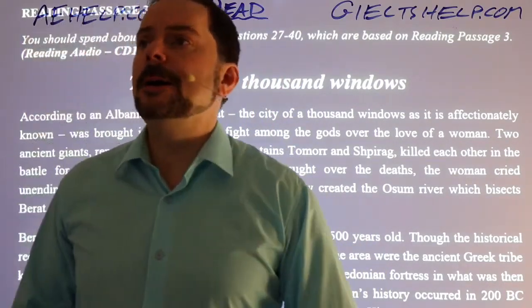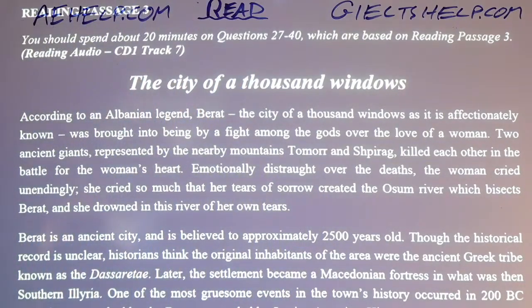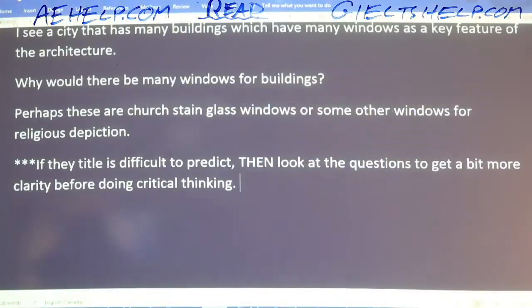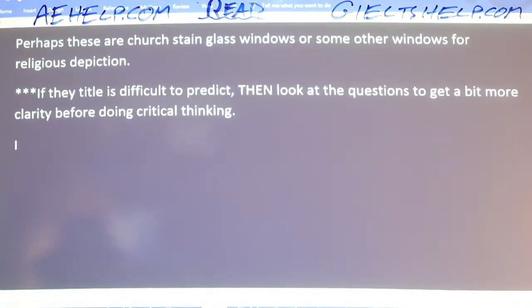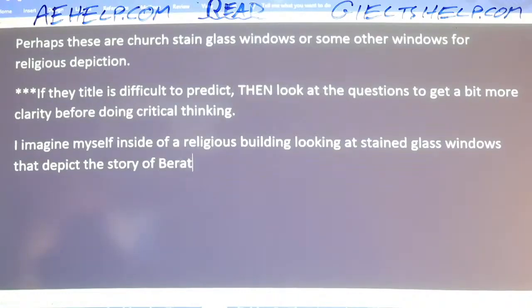All right? So, Oa says it's a story about the ancient city, but how do you visualize it? And I'll give you what I would do, okay? So, looking at the title and these questions so far, I imagine myself inside a religious building, looking at the stained glass windows that depict the story of Berat.